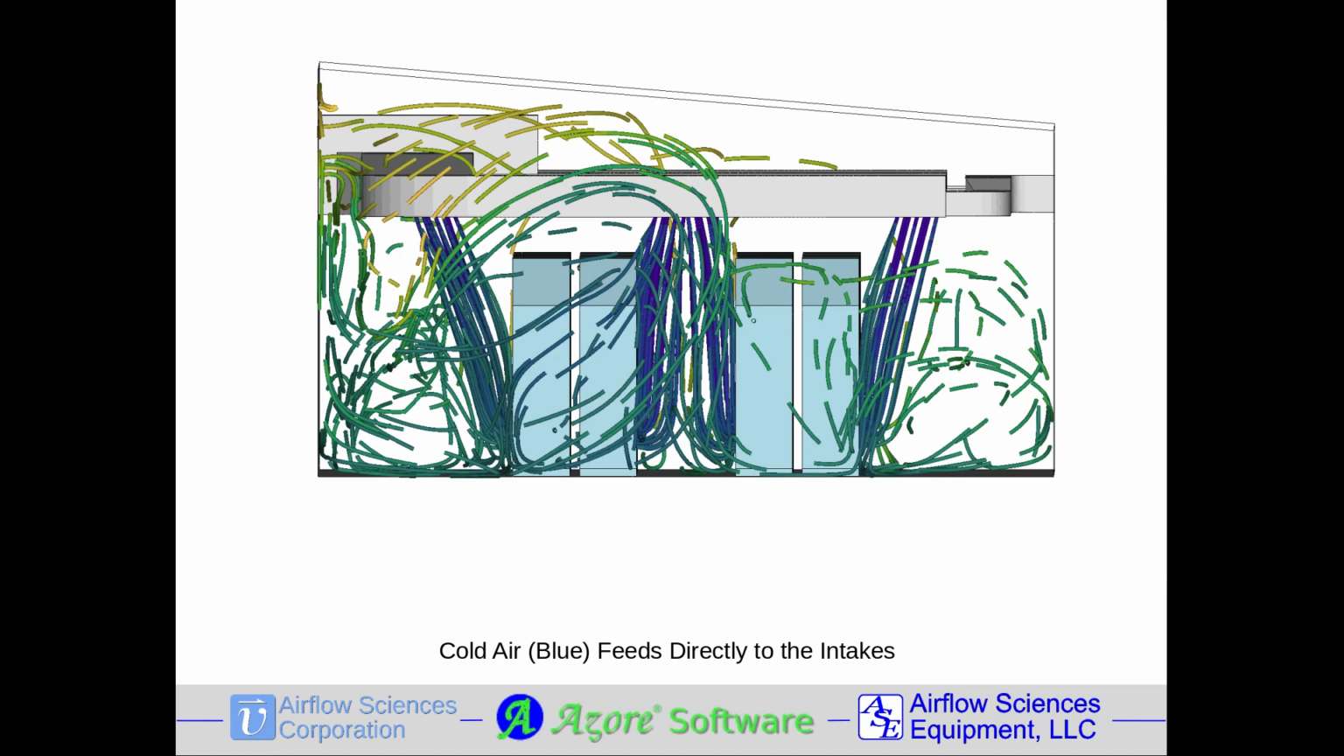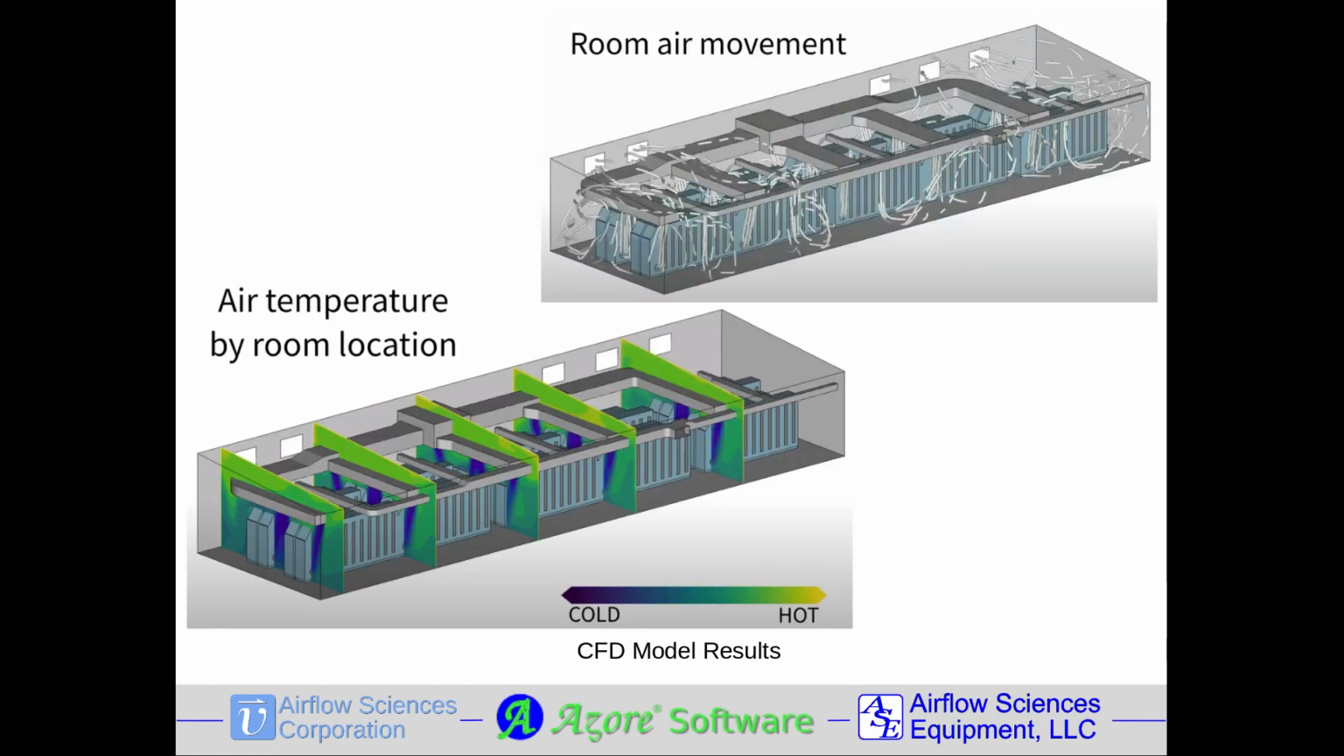Throughout the room, the model incorporates the thermodynamic effects of the flow, calculating the temperature changes to the cooling air as it warms up inside each battery cabinet. The computer simulation predicts the air velocity, flow direction, and temperature at any location within the facility.